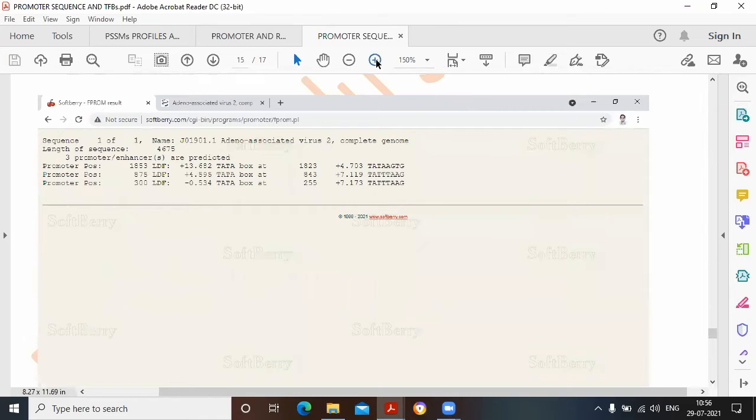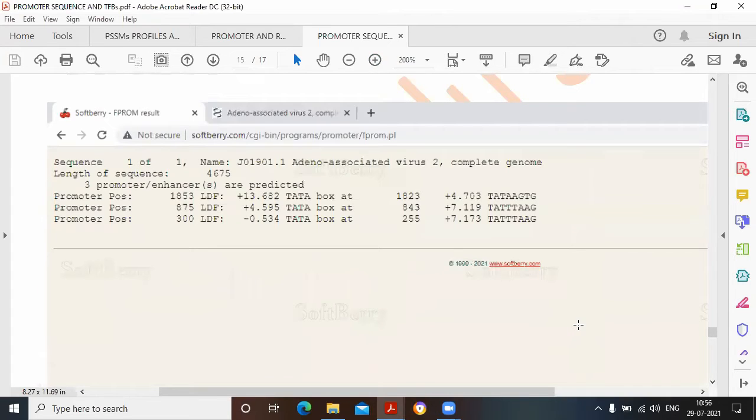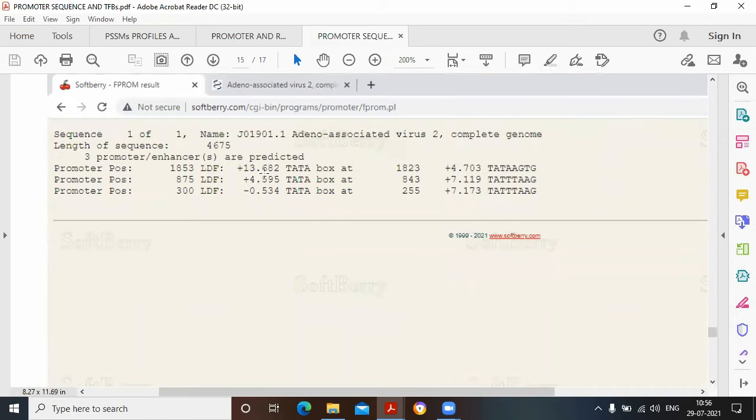Yeah, this is your talking, sir. LDF, then plus 13, then dot 682. Sir, these are the statistical probabilities value. Okay, this is a statistical probabilities value. Data box, it is at 1823 for the first case. And then it is also a statistical value plus 4 points. Of course.